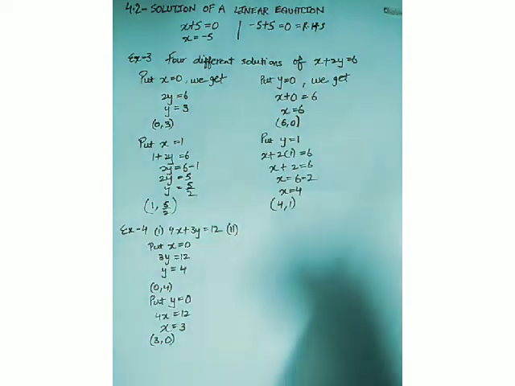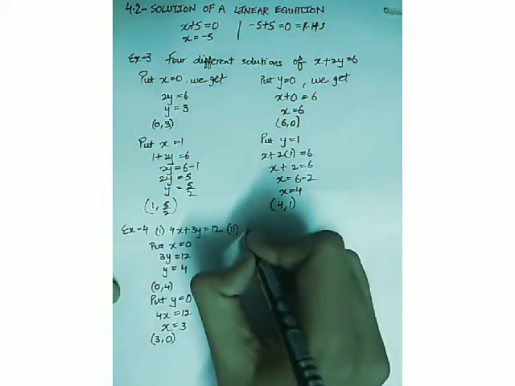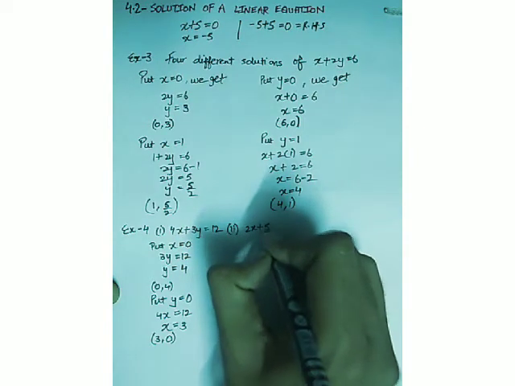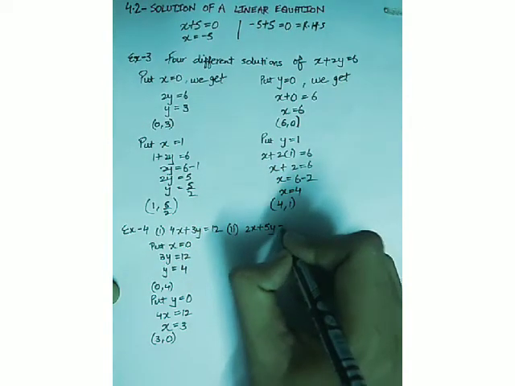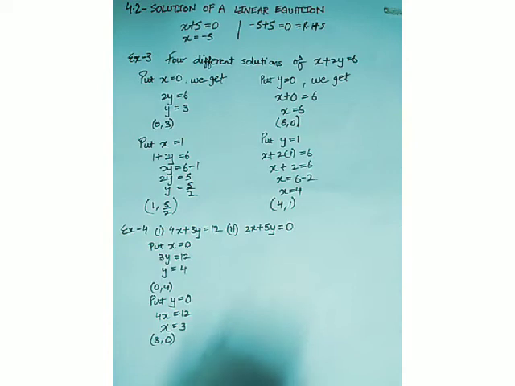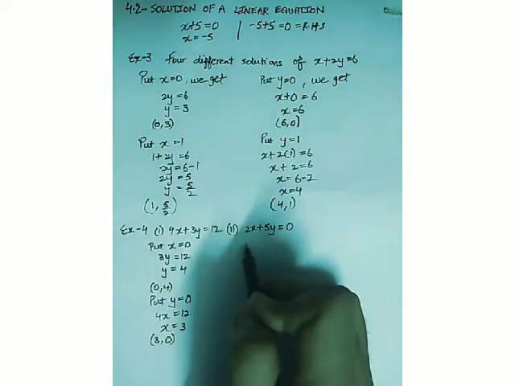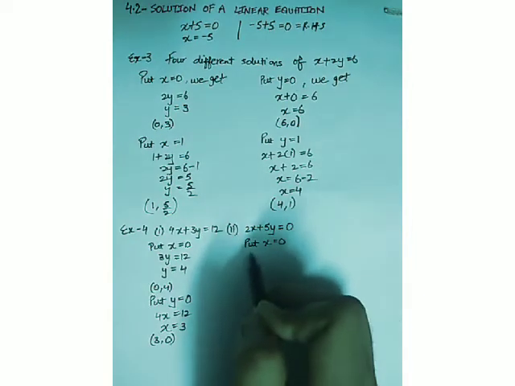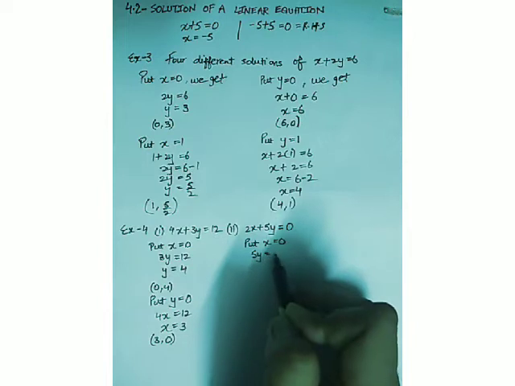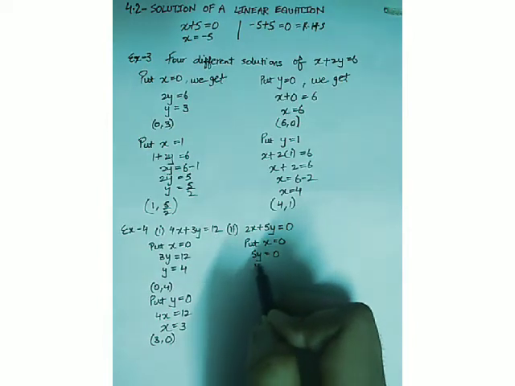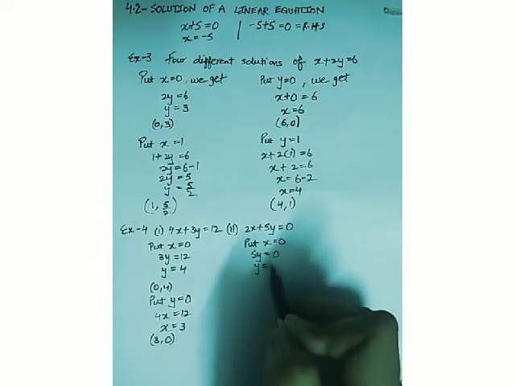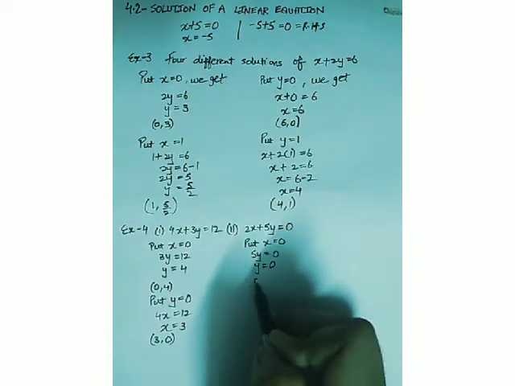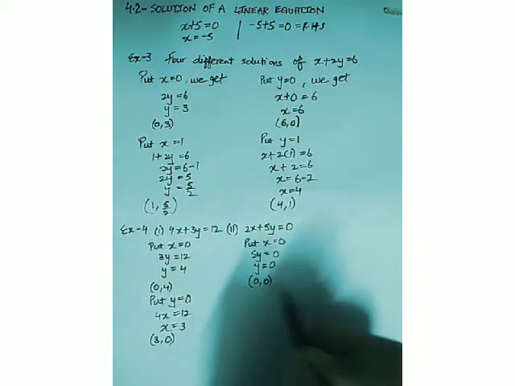I'm solving like this because it will make it easier to compare the equations and how we are solving them. So the second equation is 2x plus 5y is equal to 0. Clear? Now put x is equal to 0. What will you get? 0 plus 5y, that is 5y is equal to 0, and y will be 0 upon 5, that is 0. So our first set is (0, 0).